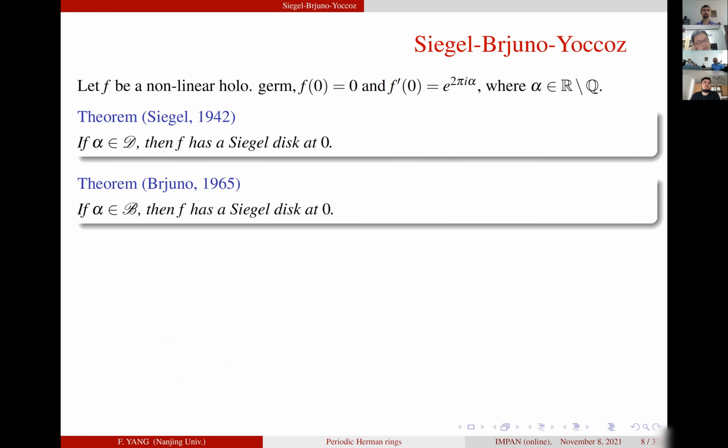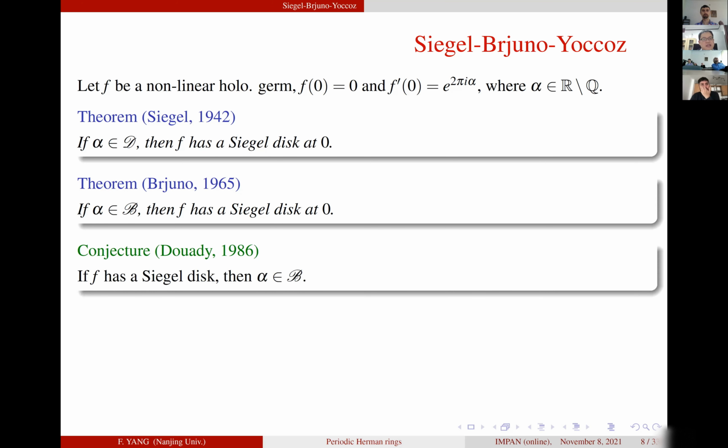So we first need to study some properties of Siegel disks. Suppose f is a non-linear holomorphic germ. It has an irrational fixed point at the origin, with rotation number alpha. A very remarkable theorem due to Siegel is that if alpha belongs to the Diophantine numbers, then f has a Siegel disk at 0. Later on, Bruno extended Siegel's result to all Bruno type numbers.